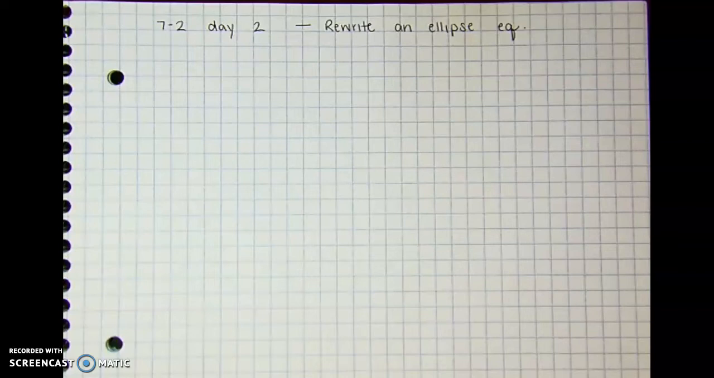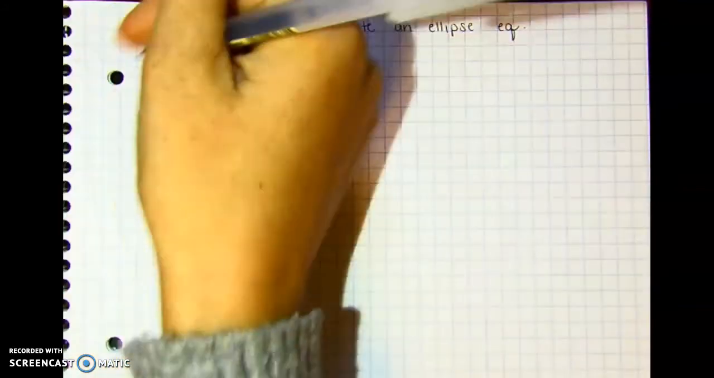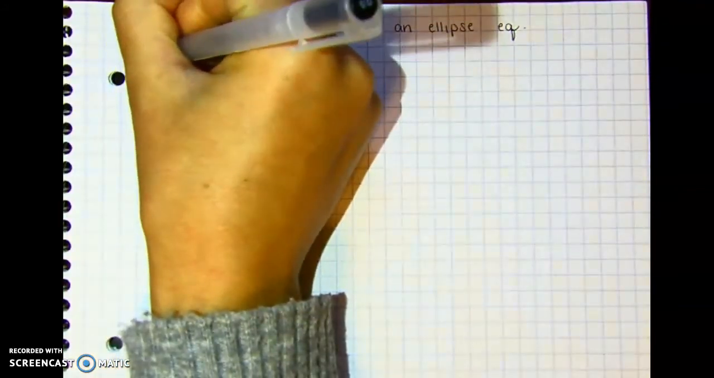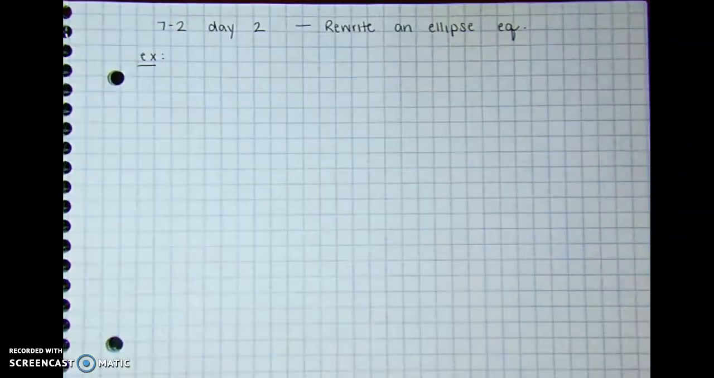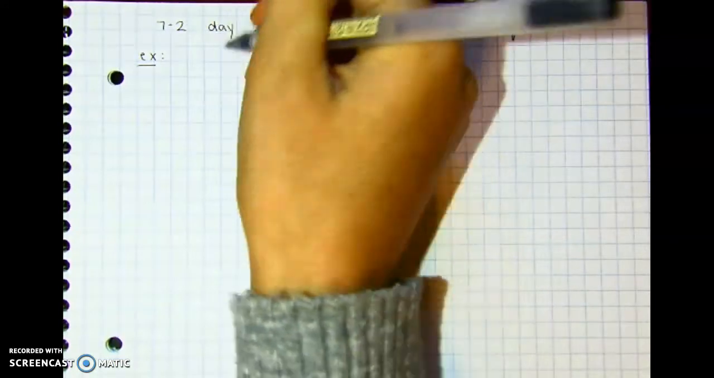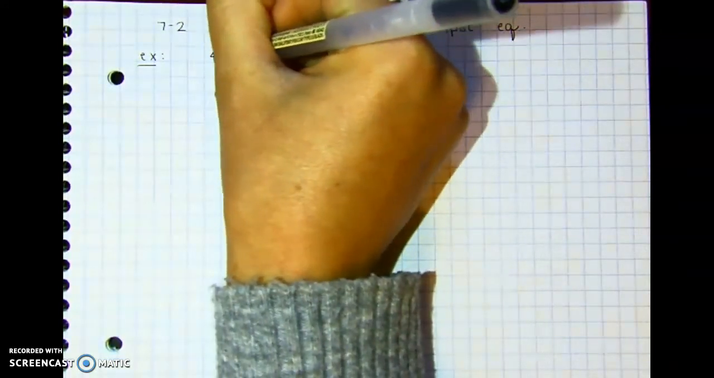Hey Precalc, in this video I'm going to be teaching you how to rewrite an ellipse equation in standard form. Sometimes you're not given your ellipse equation in the form you want, and you need to graph it, or you need to determine the foci, or various other parts. So rewriting it isn't too bad. It just involves completing the square multiple times. So let's look at an equation.